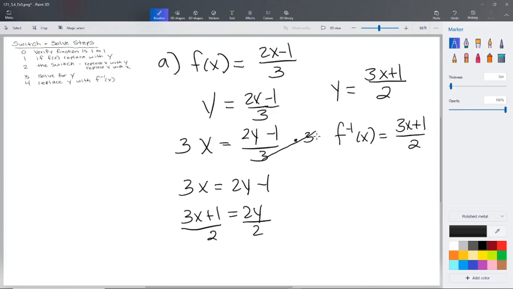Let's go back to the original thing. Up here, the original equation had 2x, 2 times x. Here we have divided by 2. The original equation was divided by 3. Here we have times 3. The original was minus 1. We have plus 1. So every operation that we've done in the original has been undone in the inverse.